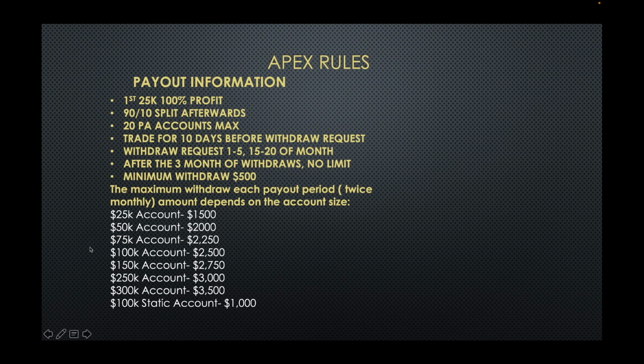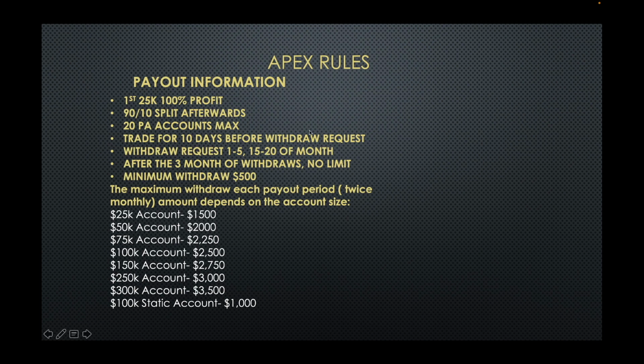So your withdrawals are limited. Here's your limit down here per account. In a 50K account, you can only withdraw $2,000 the first 3 months of that account. So 2 times a month, you can withdraw $2,000. So technically $4,000 a month for the first 3 months. You have to request a minimum of $500 to withdraw. After that, starting your 4th month, that limit is gone, and there's no limit on however much you can withdraw.